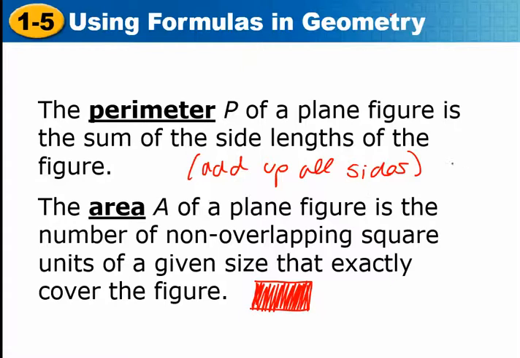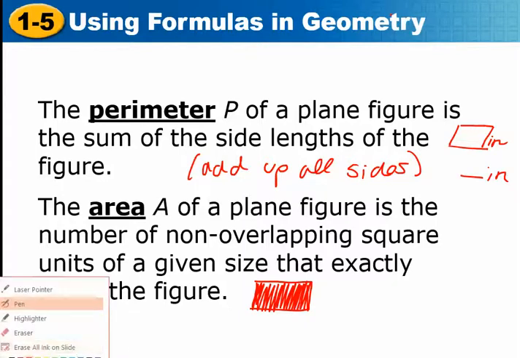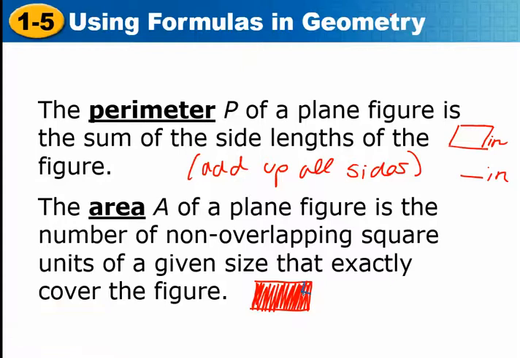When you do perimeter, like if you were finding the perimeter of a four-sided figure and each side was given in inches, then your answer would be something inches. If you are finding the area of a four-sided figure and your dimensions again are in inches, your answer will be something inches squared when you're done. So it's important to remember that when you're labeling your figure.